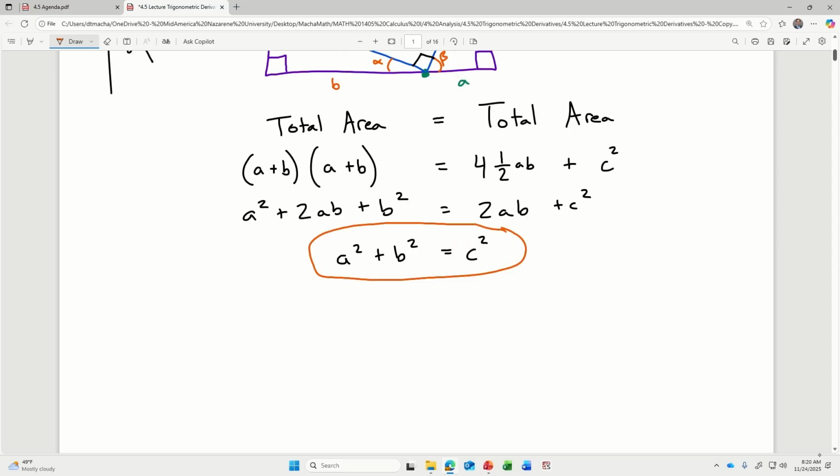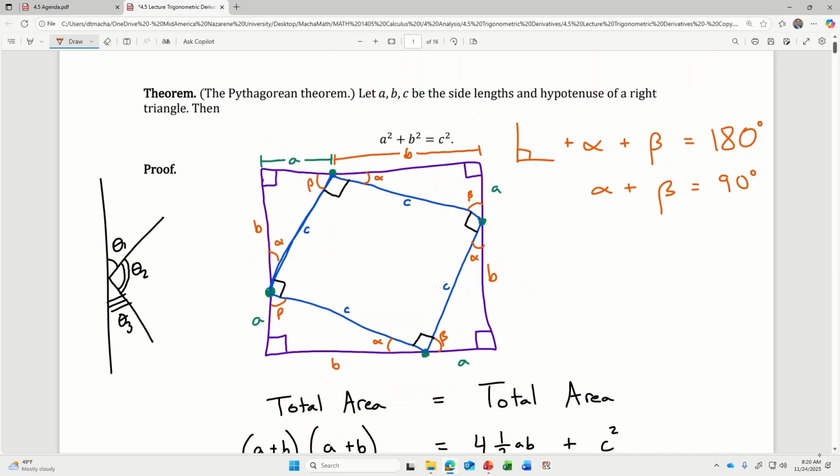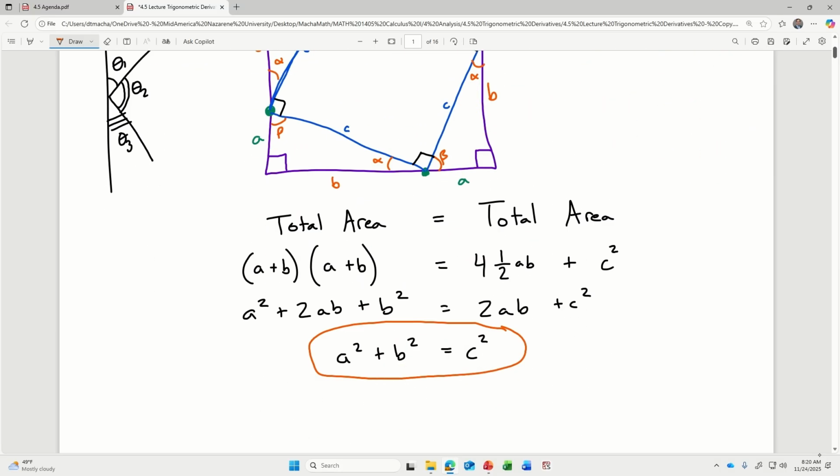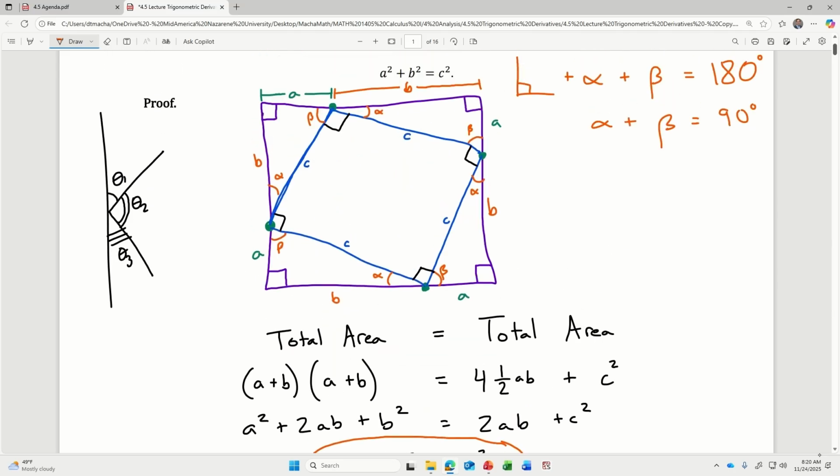That would be like evidence for this, but if you really wanted to prove that it's always true in the case of every right triangle, then this is how you might logically prove that.